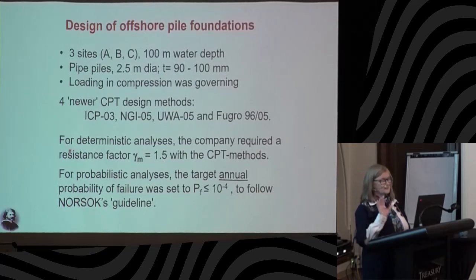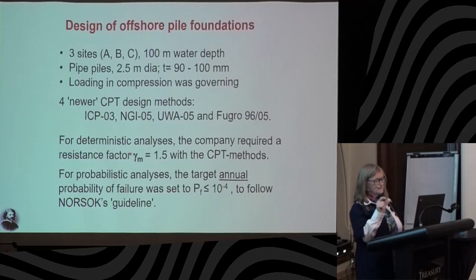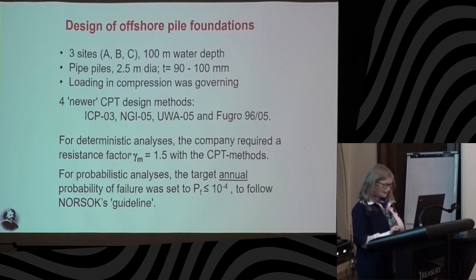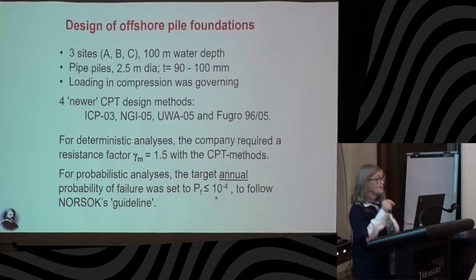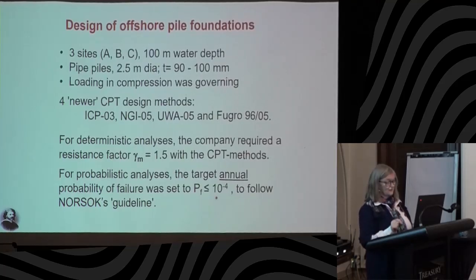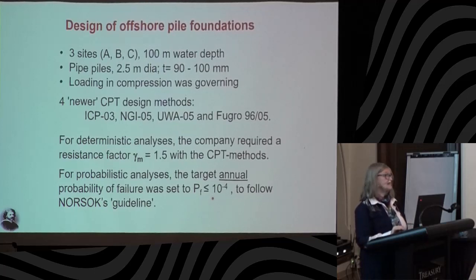Or they call it resistance factor, so it depends if you're using the English code or the Australian code. And for probabilistic analysis, we did some analysis setting a target annual probability of failure of 10 to the minus 4. So the failure probability should be not more than 10 to the minus 4 per year. And this is the NORSOK guideline. That is what is used in Norway for offshore design. Norway is quite advanced in offshore design for offshore installations.